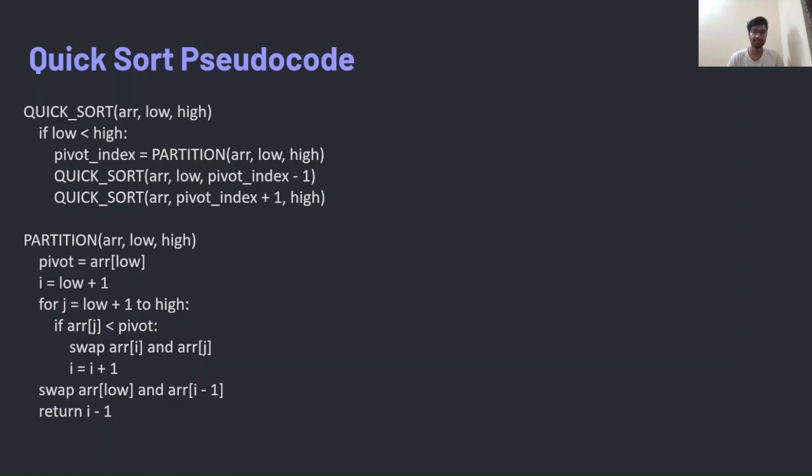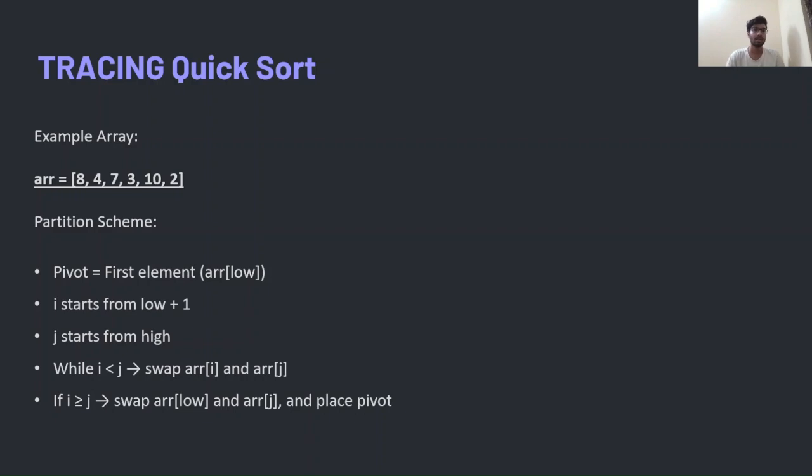We further understand the problem with a small tracing. The main scheme to follow for tracing is that the pivot will be the first element, or array at the low index. Then we start with i, which is low plus 1, and we keep on incrementing i until we find an element greater than the pivot, and j, which is the nth position, and we keep decrementing it until we find an element smaller than the pivot.